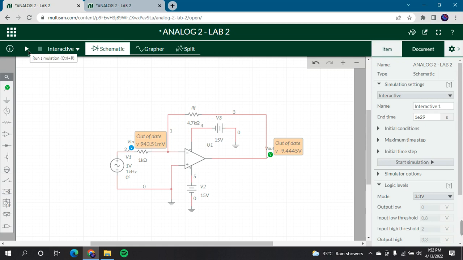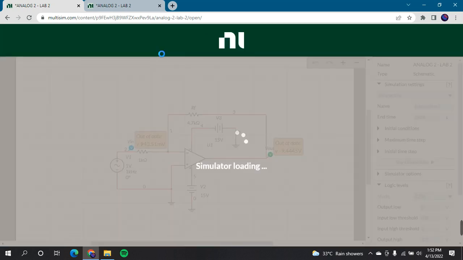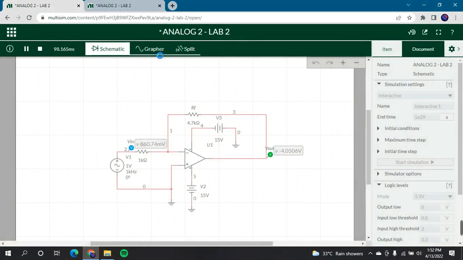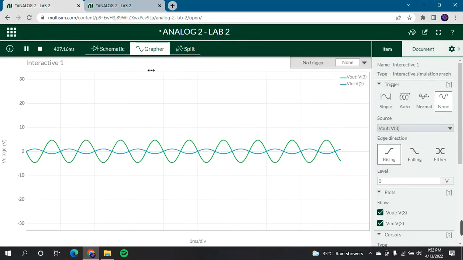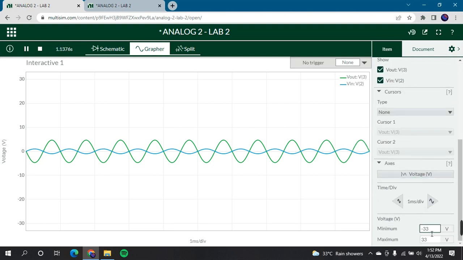For the output of 4.7K, we will get something like this. Okay, I set this to minimum negative 33 and maximum 33 because we will use 4.7K, 10K and 33K for RF. That is the feedback resistor.